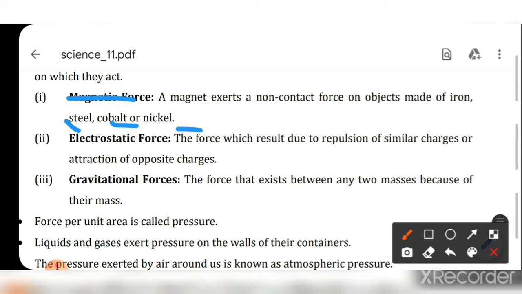The force which results due to the repulsion of similar charges or the attraction of opposite charges. So when does electrostatic force act? When there is repulsion between similar charges. Between similar charges there is repulsion and between opposite charges there is attraction; this is called the electrostatic force. Third one is the gravitational force. The force that exists between two masses because of their masses.